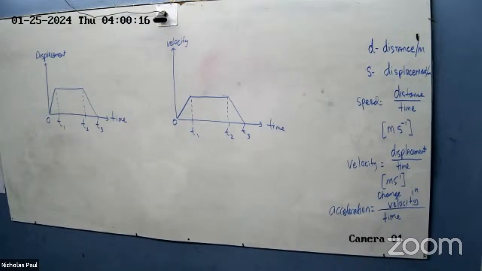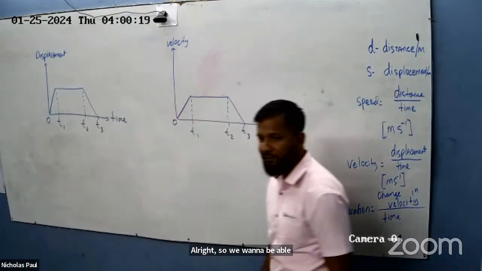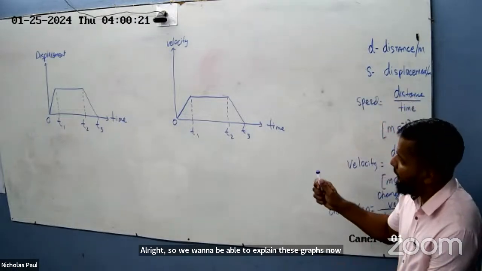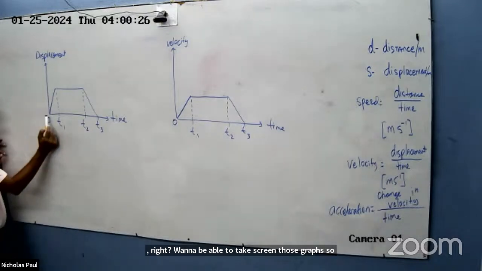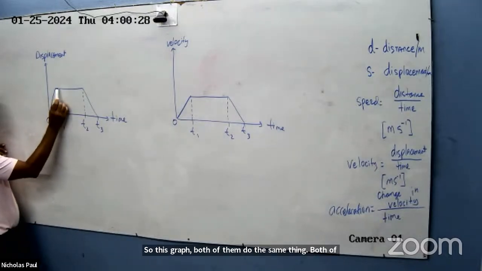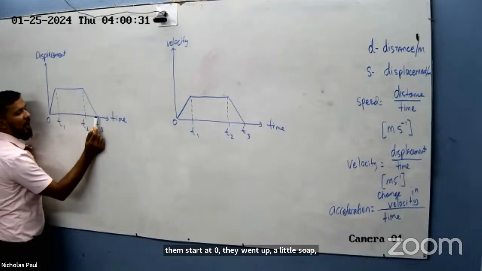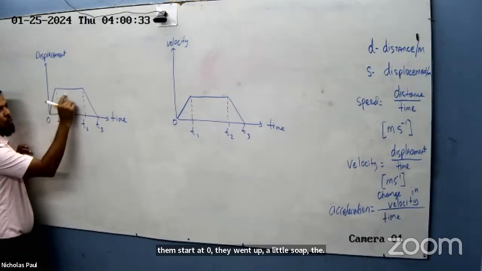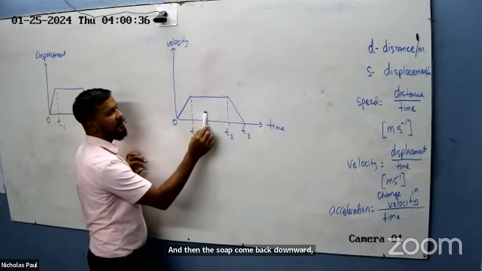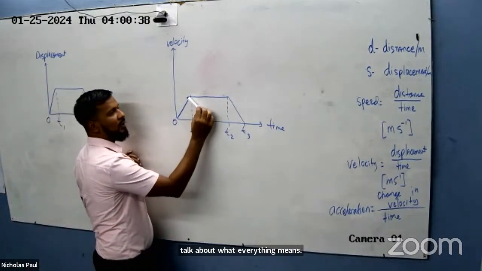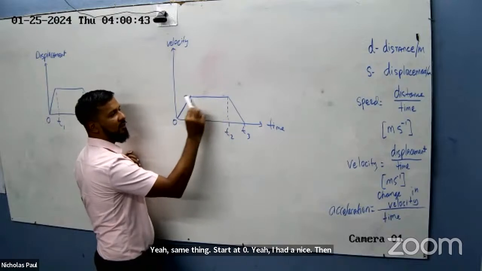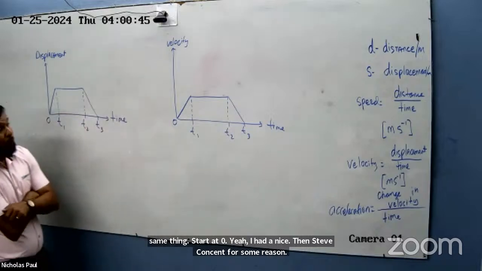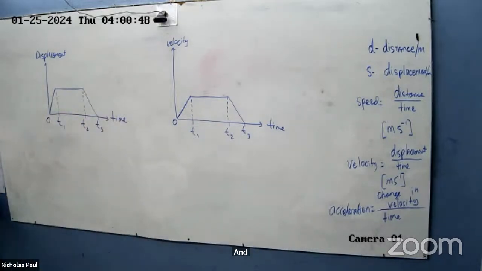All right, so we want to be able to explain these graphs now. Both of these graphs do the same thing. Both of them start at 0, go up a little slope, stay horizontal, then the slope comes back downwards. We're going to talk about what everything means. Here, same thing. Start at 0, they had a nice steep gradient, then stayed constant for some reason, and then went back down. We're going to explain each phase, and you're going to find whatever you need.